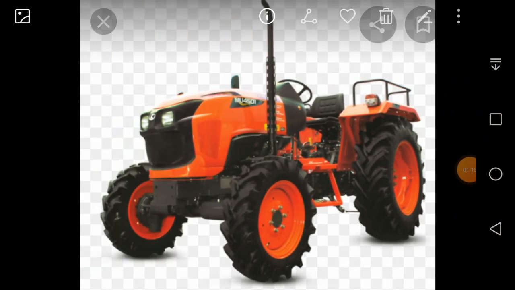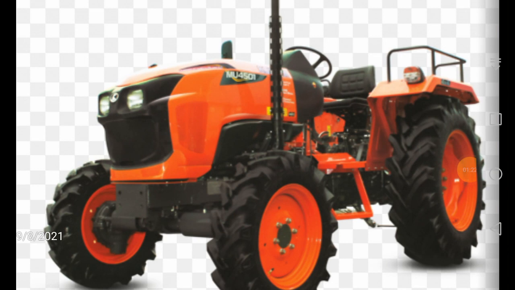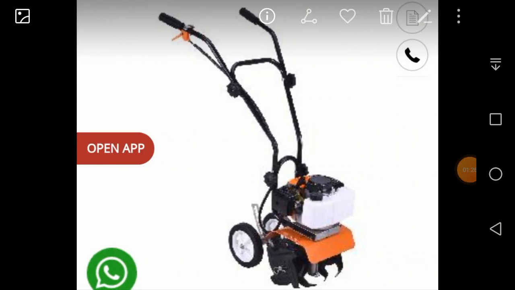So this is your wheel tractor. It is having 4 wheels. This is an example of a wheel tractor. So now let us go to the next one.